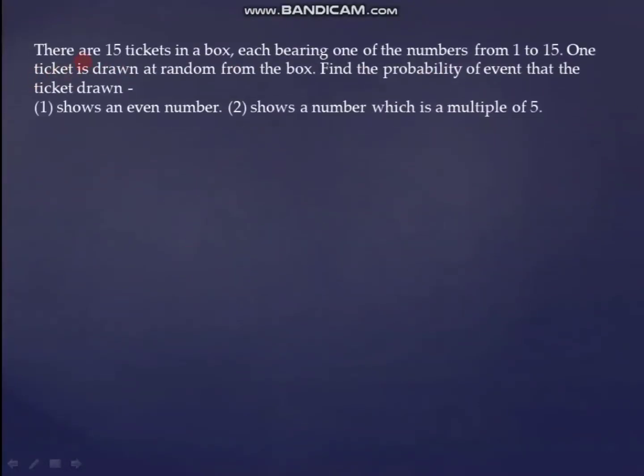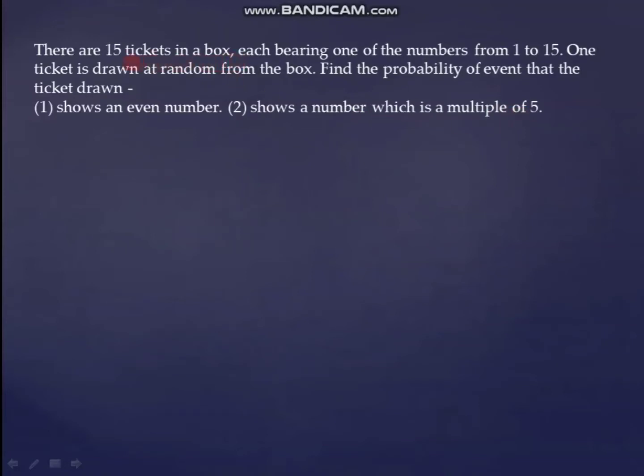Next problem: there are 15 tickets in a box, each bearing one of the numbers from 1 to 15. One ticket is drawn at random from the box. Find the probability of the event that the ticket drawn shows an even number. So this is the first event, and the second event is that it shows a number which is a multiple of 5.